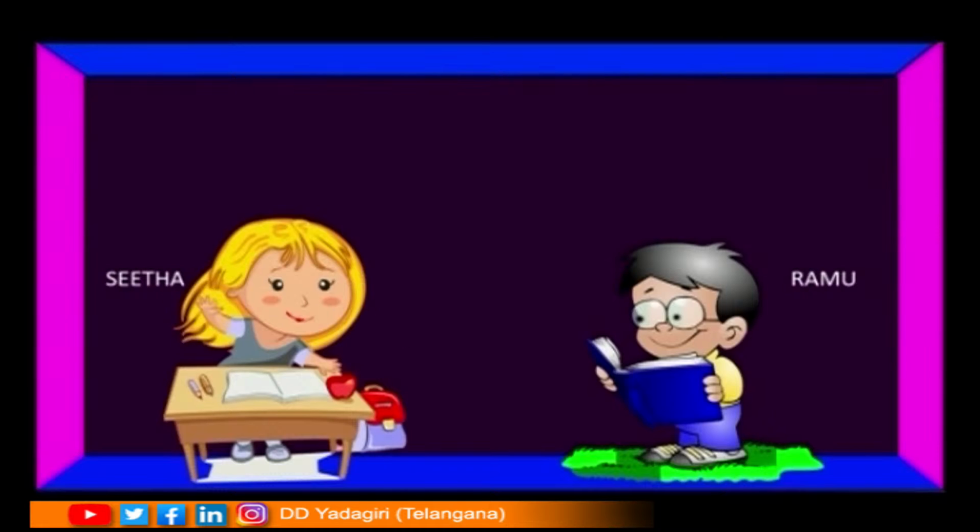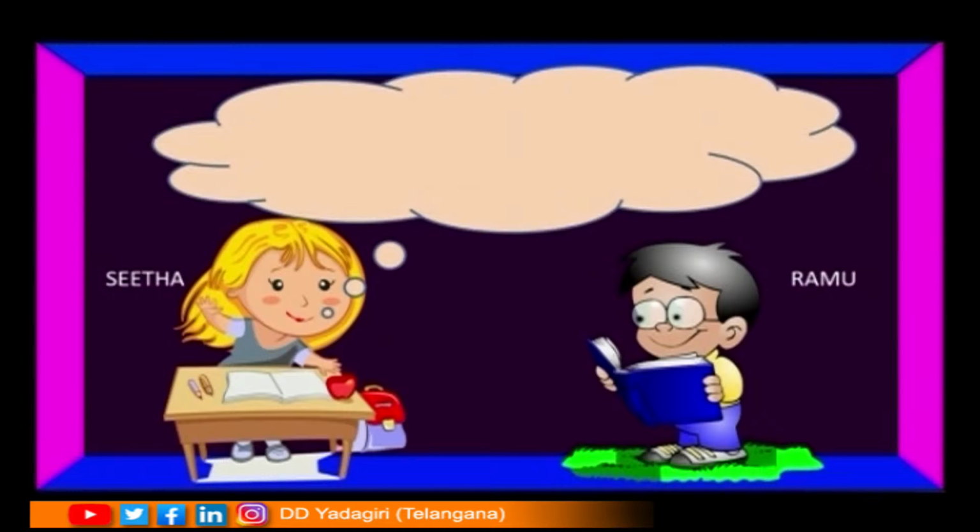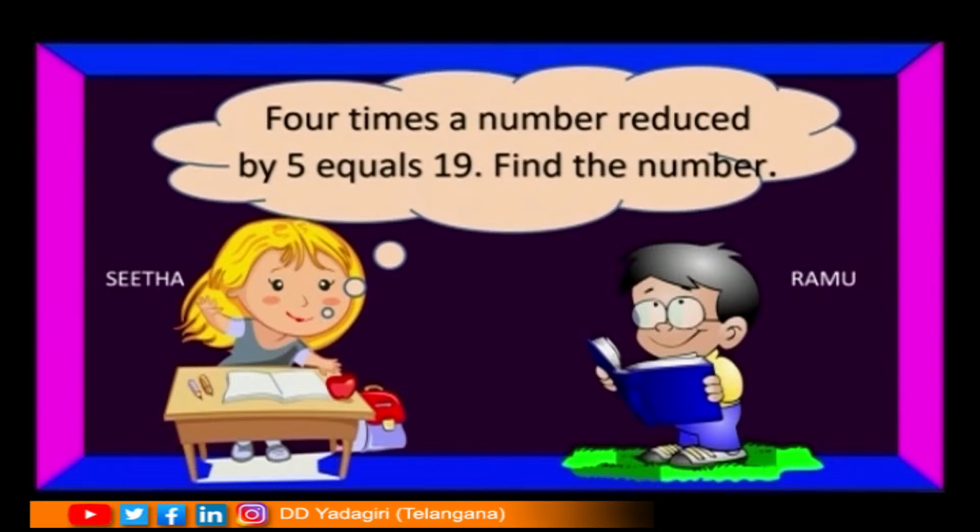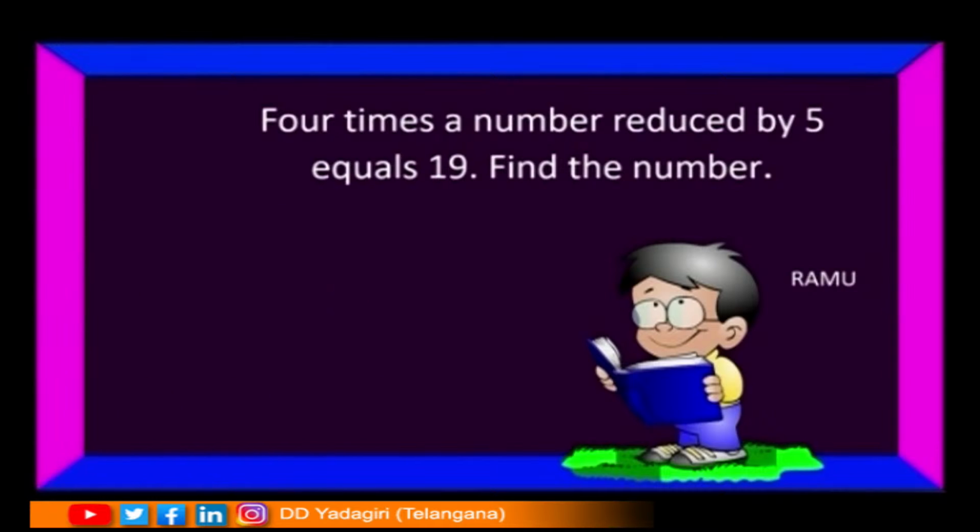Then Ramu accepted her challenge and Sita started giving her math riddle. The math riddle is: 4 times a number reduced by 5 equals 19. Find the number. Then Ramu started thinking over it. He wants to find the unknown number given in that riddle. He started guessing the number. He guessed 1 as the required number and started reading the question.